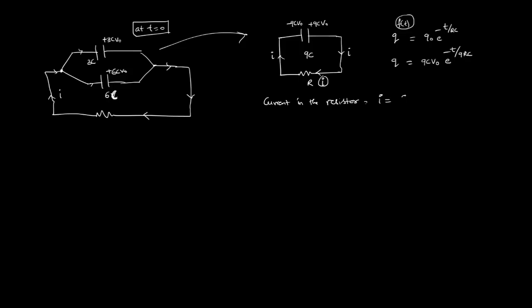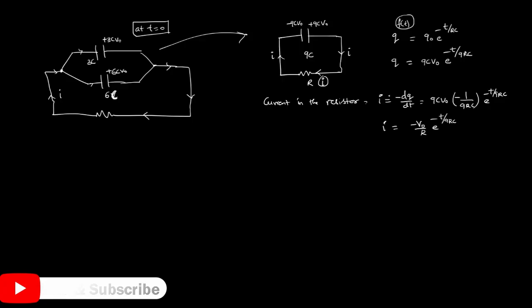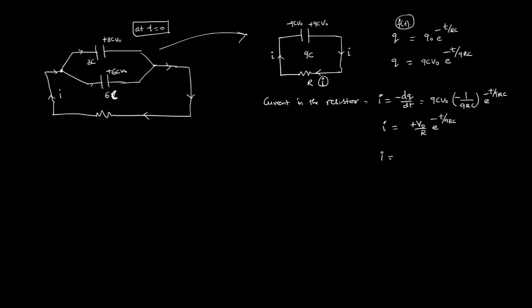The current in the resistor is dq by dt, which is equal to 9CV0 into the derivative of e power minus t by 9RC. So you will get minus 1 by 9RC into e power minus t by 9RC. Then the current value will be V0 by R, because 9C cancels out, with the minus, e power minus t by 9RC. Actually, the current we can write as minus dq by dt, because the charge on the capacitor decreases. If I write the minus, then you get it positive. Then the current through it, V0 by R into e power minus t by 9RC, will be the good expression for the current.